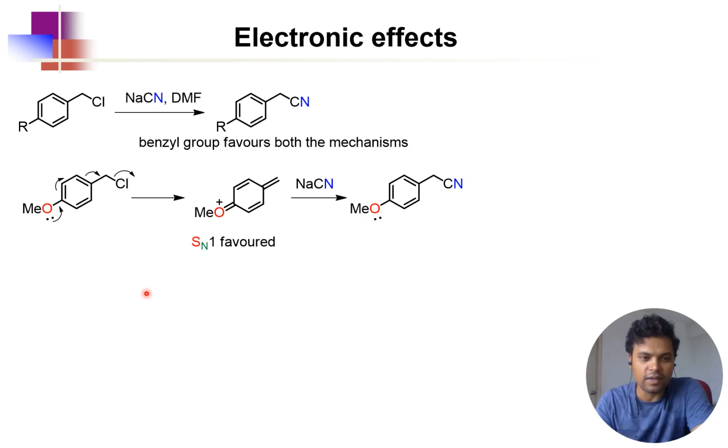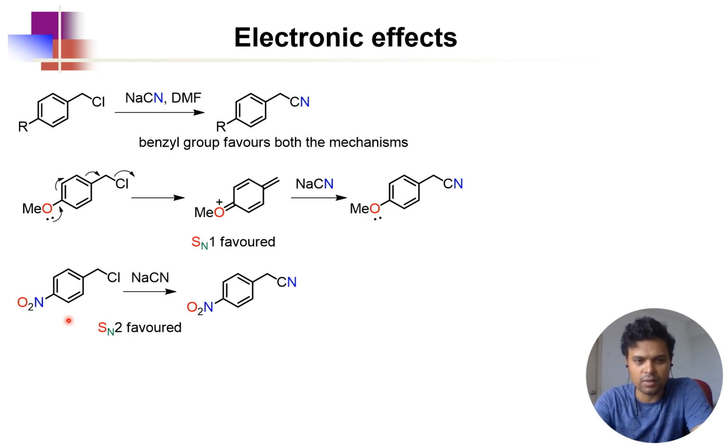Now, if you have OMe, a methoxy group at the para position of the benzene ring, then you can favor the SN1 mechanism. But we cannot say that the reaction only takes the SN1 mechanism, because this molecule is still not that sterically hindered, and cyanide is a good nucleophile, so you have a chance of both mechanisms operating in parallel.